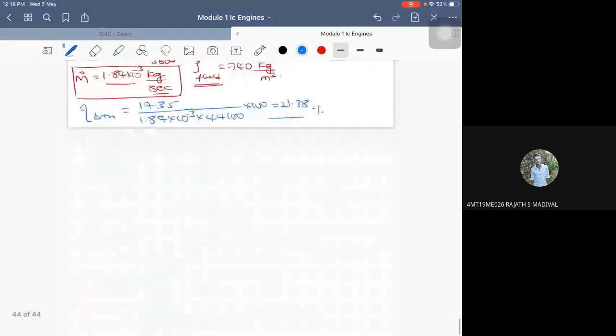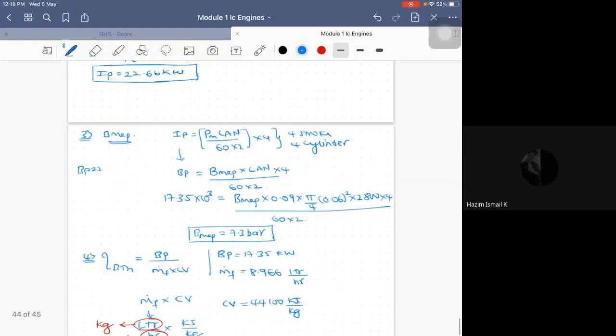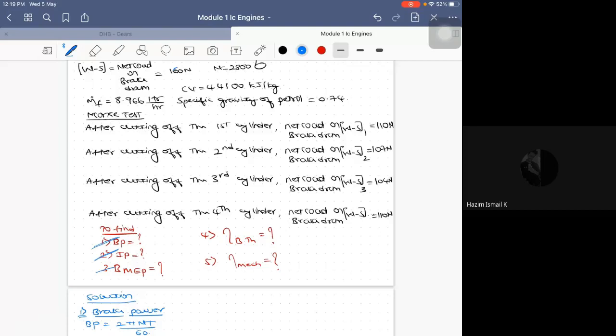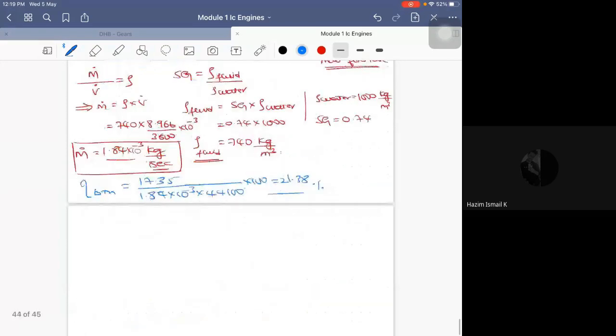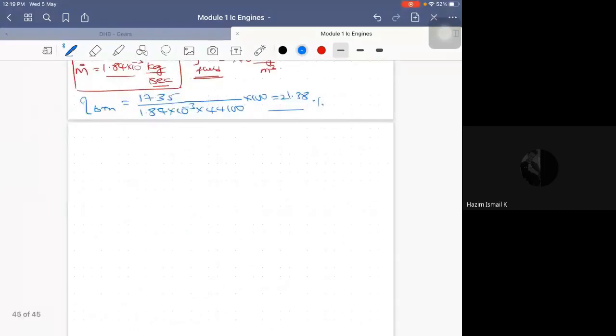So anything else left to solve in this particular problem? Let us check once more. Mechanical efficiency. Brake mean effective pressure is done. Fifth one, mechanical efficiency. So how to do this? It is BP divided by IP into 100. BP I have just written as 17.35.